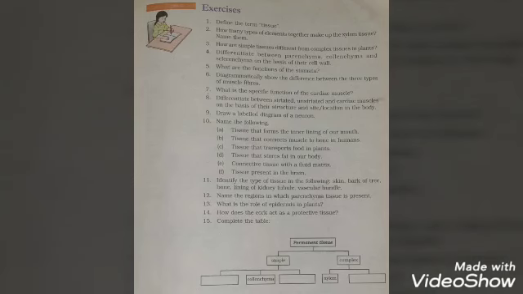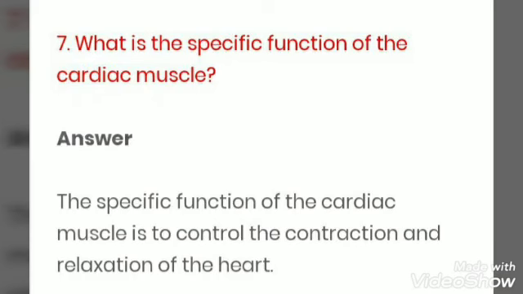The next question is, what is the specific function of the cardiac muscle? See children, these muscles are found only in the walls of the heart. So, the specific function of the cardiac muscles is to control the contraction and relaxation of the heart throughout life.